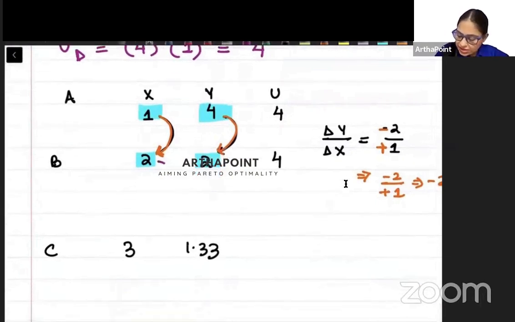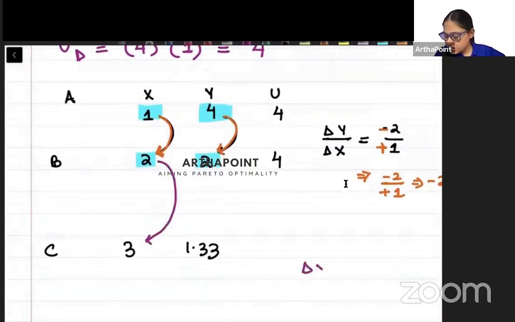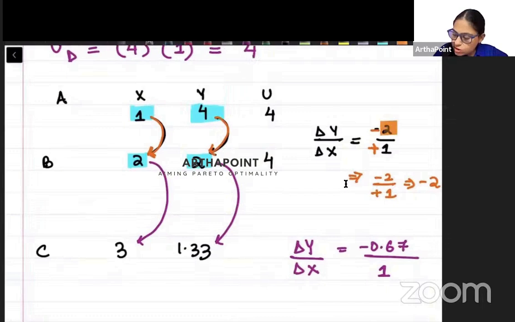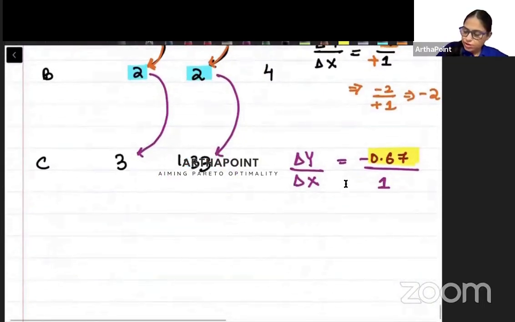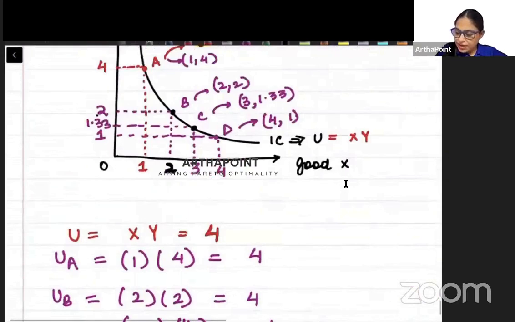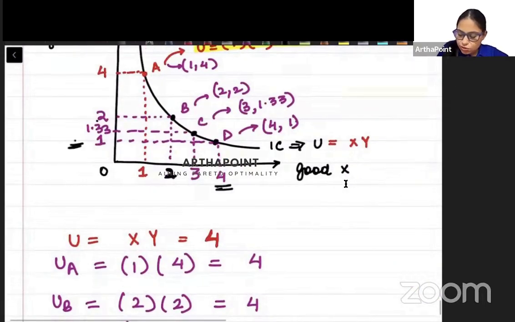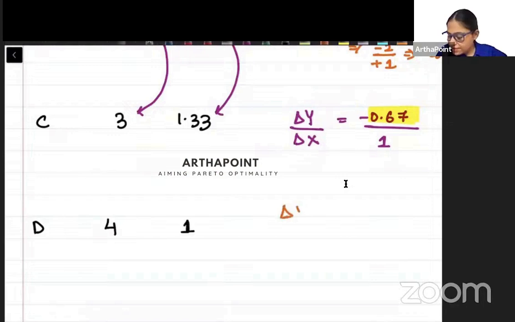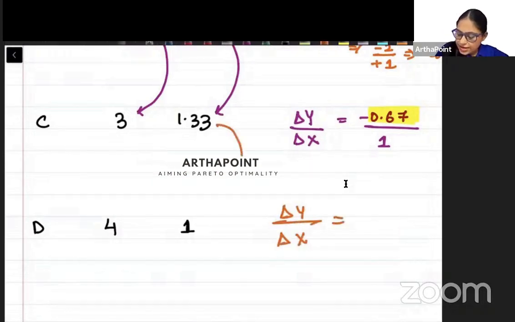I am again increasing the consumption of good x. I am decreasing consumption of good y. How much good y is decreasing? Minus 0.67. How much x is increasing? 1. So earlier I am giving up 2 units of good y. Now I am giving up 0.67 units of good y. Now see point D. At point D I have 4 units of x and 1 unit of y. So 4 and 1. How much y am I giving up for an extra unit of x? I am giving up only 0.33 units of y.